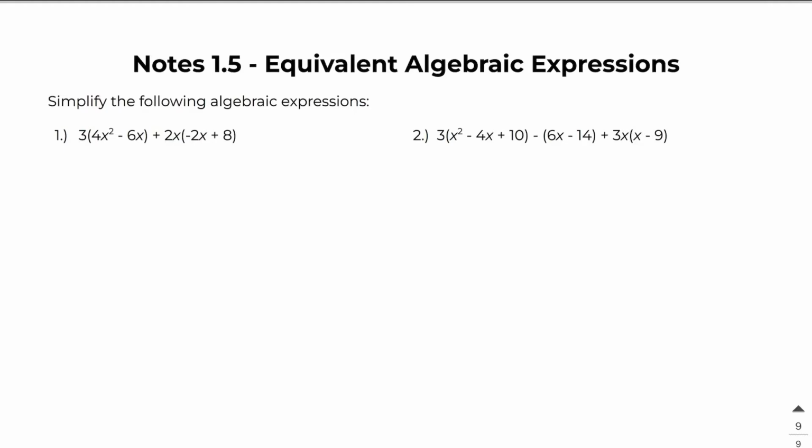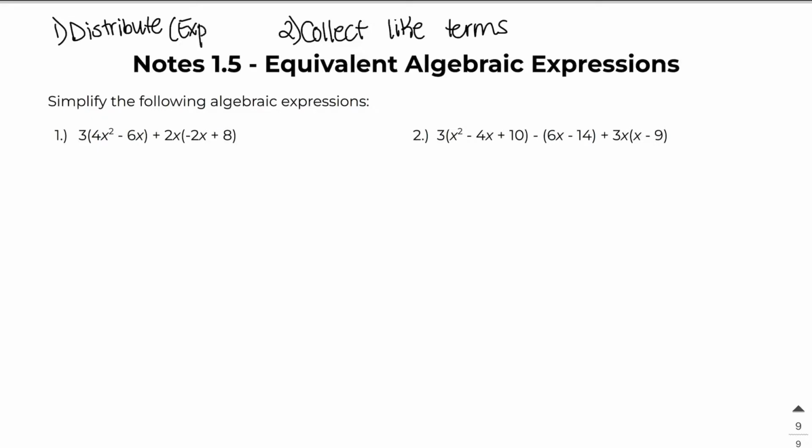Hi everyone. Notes 1.5 are equivalent algebraic expressions, and it says to simplify the following algebraic expressions. So in order to be able to simplify these things, the first thing that you're going to want to do is try to distribute. And then after you distribute, you're going to collect or combine any like terms that you see. So sometimes you'll see the directions will say expand and simplify.